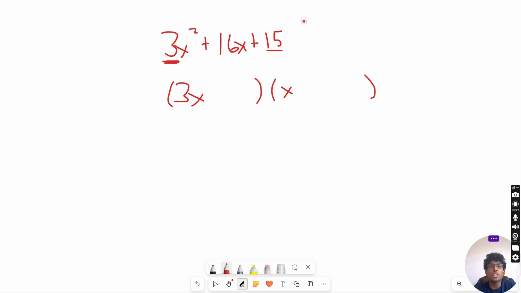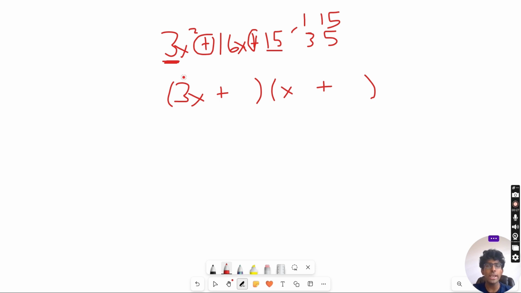So what factors of 15 can we use? 1 and 15, and then 3 and 5. So let's think. It's positive here, and it's positive here, so I know for a fact I'm not having any negative factors. So I can put plus signs automatically for our signs. Now let's think about what factors work. What factors would give us 16 when we sum them together? But remember, we have this 3x, so it's a little bit harder than that.